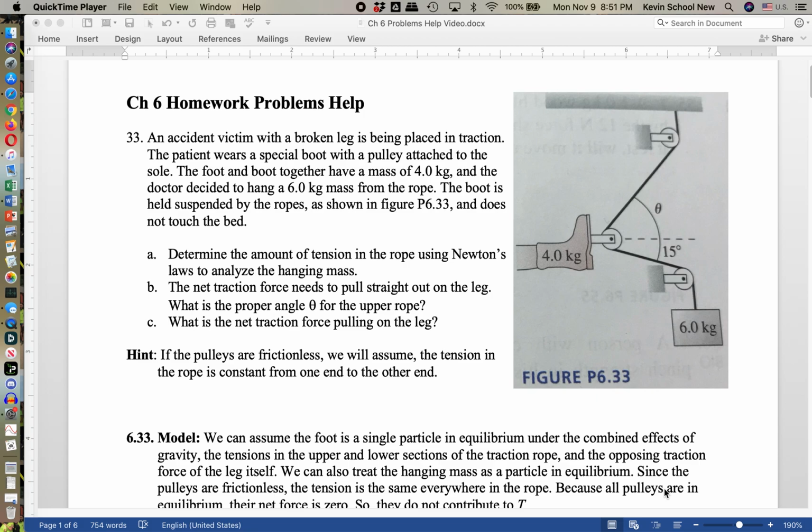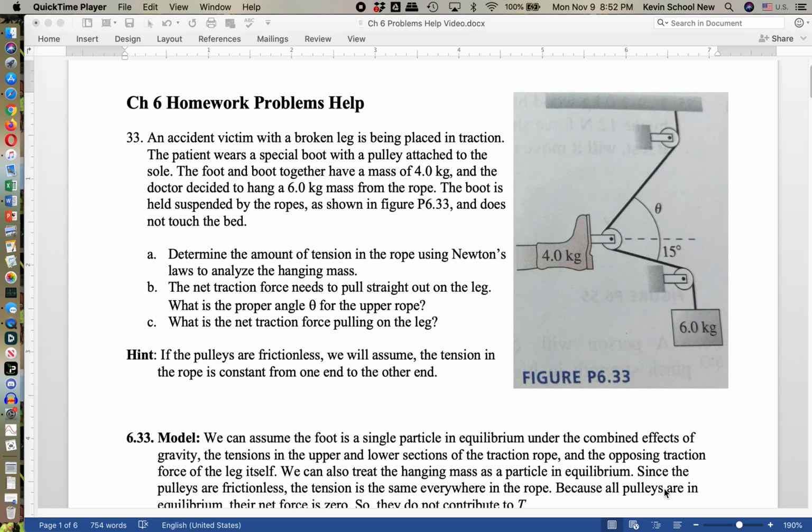An unfortunate person has had a broken leg that's been placed in traction. The patient's wearing a special boot with a pulley attached to the sole of the foot. The foot and the boot together have a mass of 4 kilograms, and the doctor decided to hang a 6 kilogram mass from the rope. The boot is suspended by the ropes as shown in figure P6.33 that I've attached to the right of the problem, and the foot does not touch the bed.